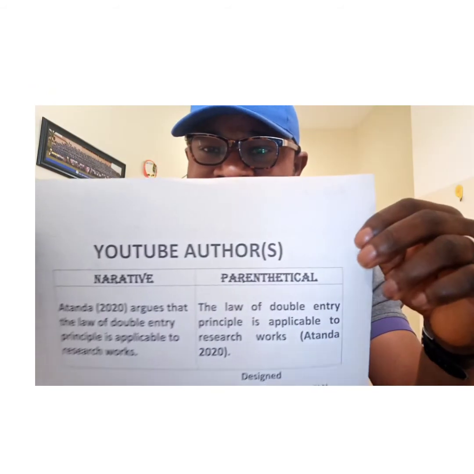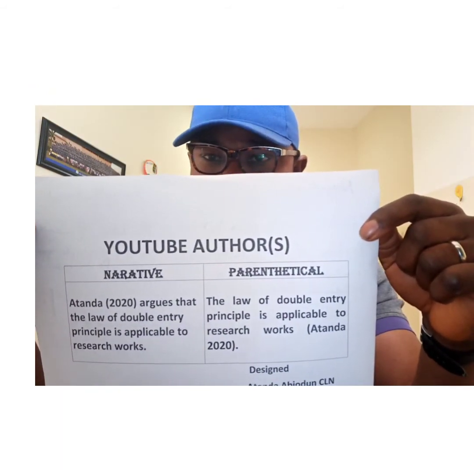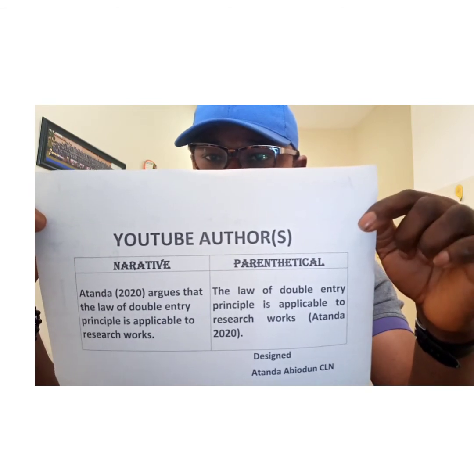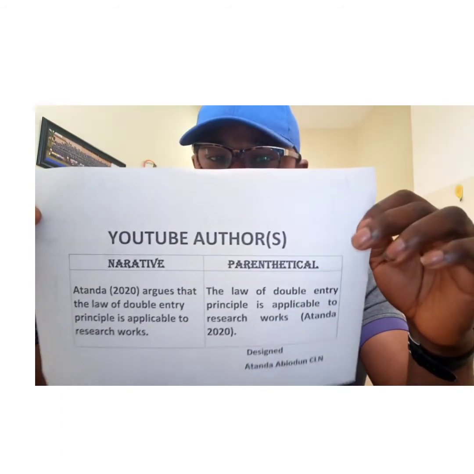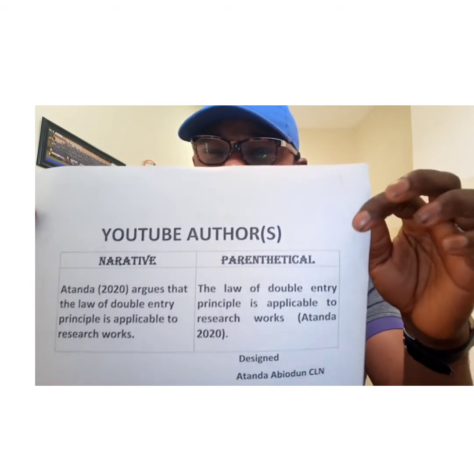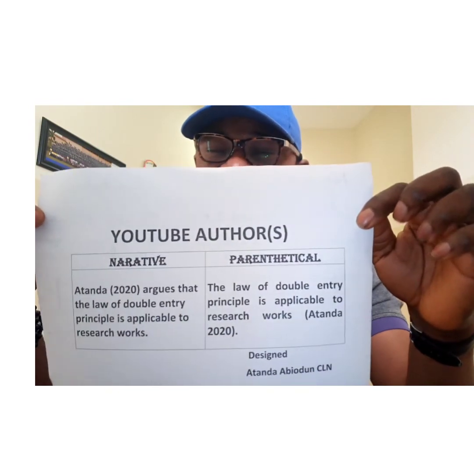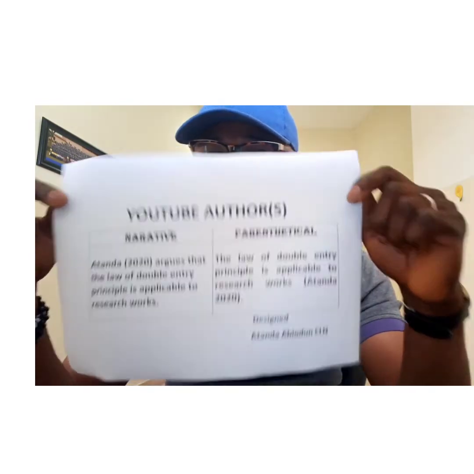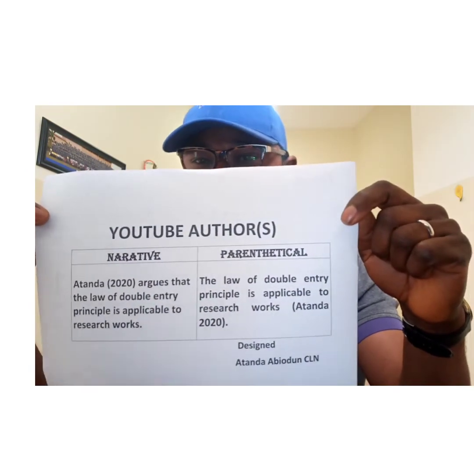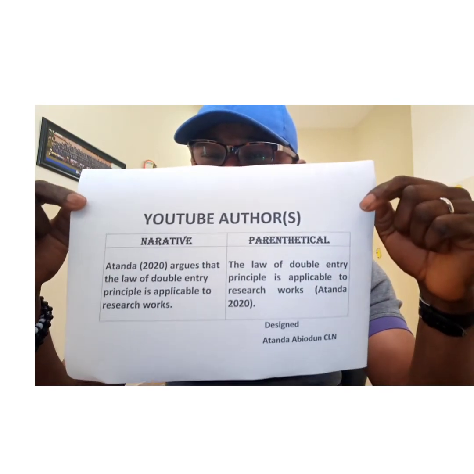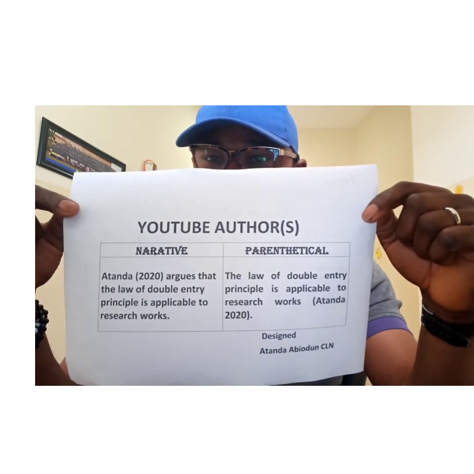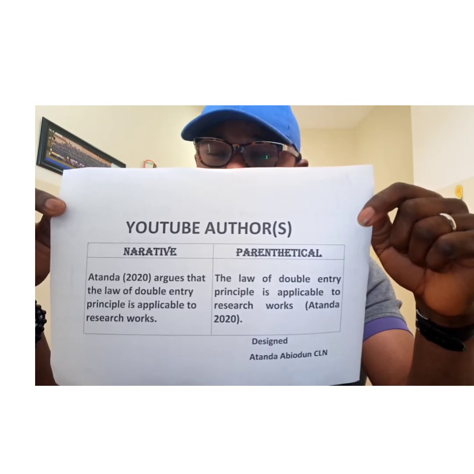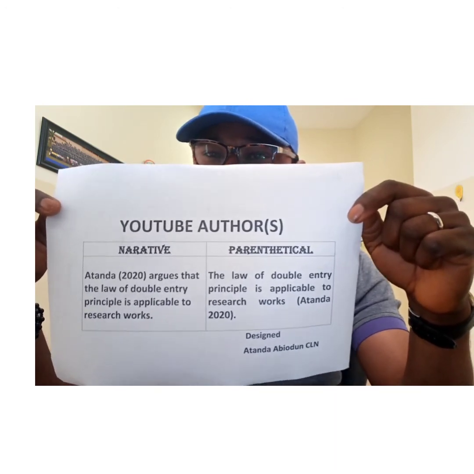The last but not the least here, when you are citing a particular video from YouTube, this is what you do. It is actually the same way you cite one or two authors. The only difference is that you need to use the surname of the uploader as the author's surname, and the year the video was uploaded as the year of publication. Just the same way you do when you are citing one or two authors.